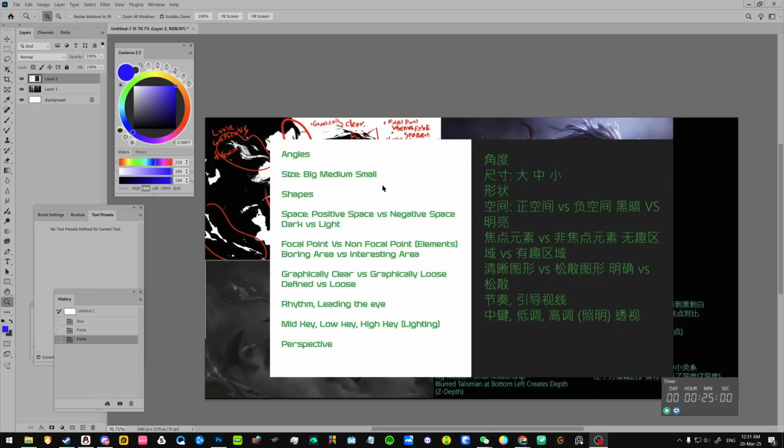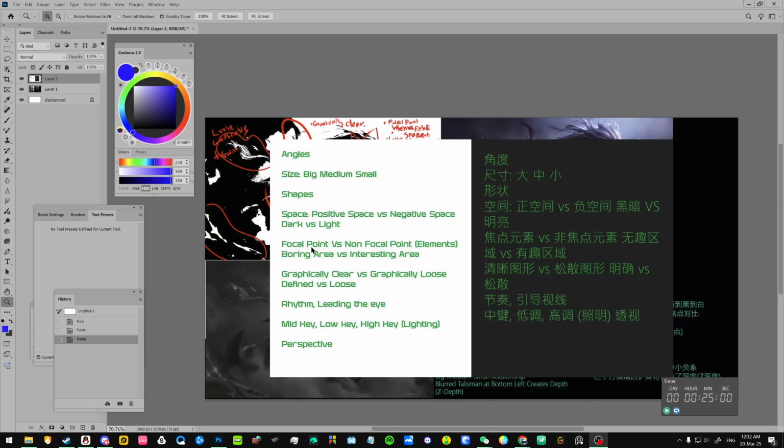So anyways, for my previous video, I always talk about identifying the lighting. So we talk about mid key, which is like mid brightness, mid darkness, low key, which is like very dark, high key, which is like very bright. We talk about perspective, 1 point, 2 point, 3 point, rhythm, what elements help lead the eye, and usually we read from left to right, and the subject elements, whether it's defined, whether it's loose, whether it's graphically clear or graphically loose, which means which stands out, which doesn't stand out, which is very detailed, which is not so detailed, and the focal point, the subject focus versus the non-focal points.